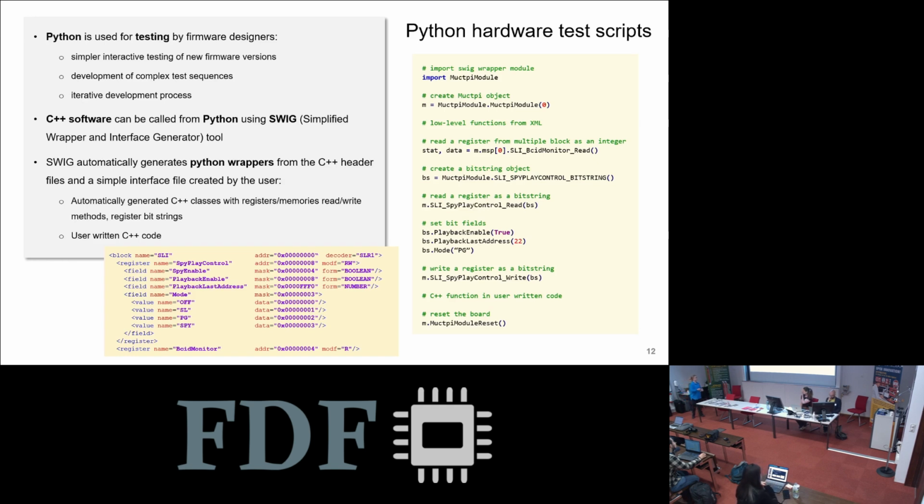quickly check different versions. We can use Python thanks to the SWIG tool that generates Python wrappers based on C++ header files and a simple user-created interface file. For us, these are the automatically generated C++ classes as well as user-written C++ code. On the right, you can see an example. Again, we have a read from a SPI control register, changing field values, and writing back to the register, and again the naming scheme is the same as the one in the XML.